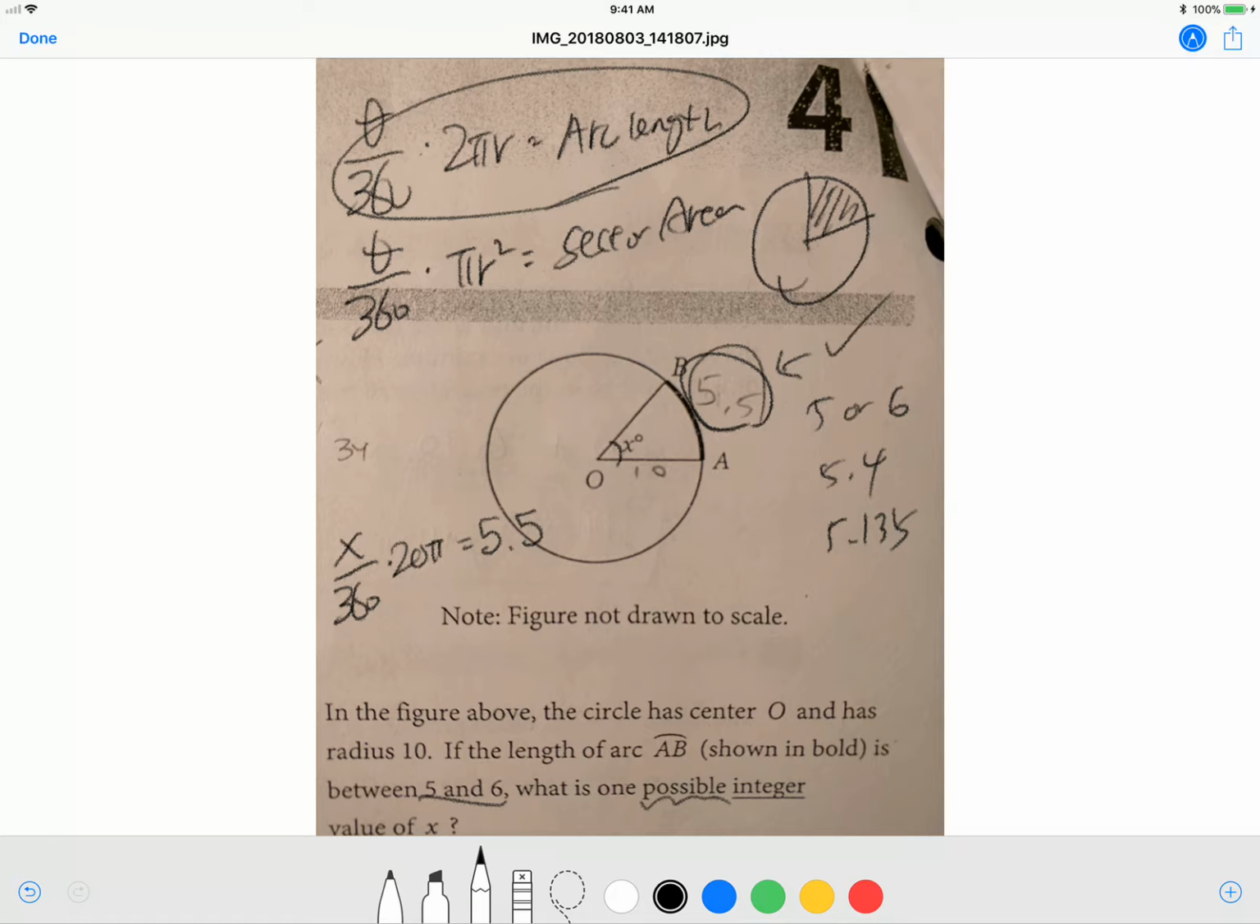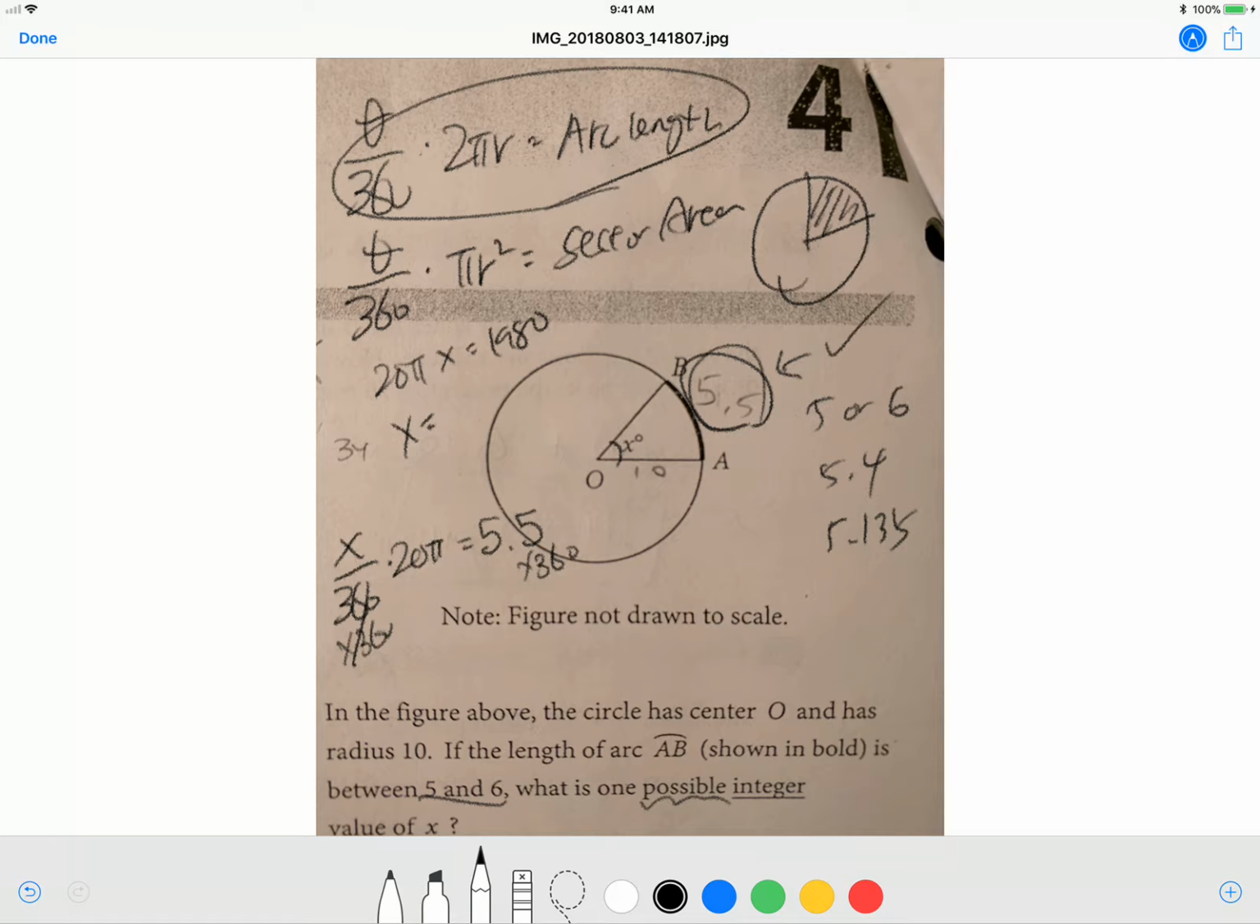Okay? So let's say that you did that and you solved it. I'm going to use my calculator again. I'm going to do 5.5 times 360, because I need to multiply both sides by 360 to get rid of the 360 here, right? I get 1980, so 20 pi times x gives me 1980, and 1980 divided by 20 pi.